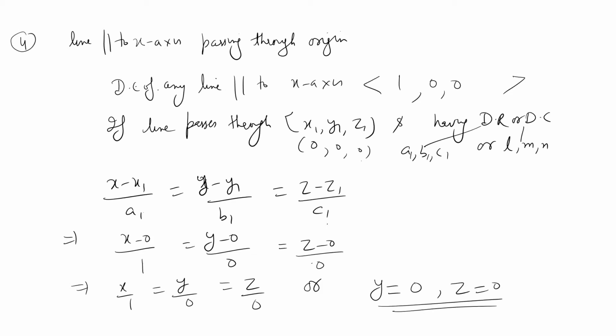Because you know that when the line is parallel to the x-axis, it has its y and z equal to 0, and the third condition is already there.